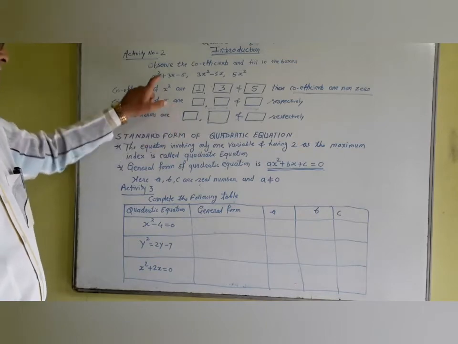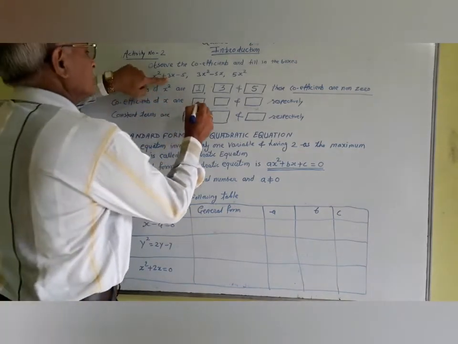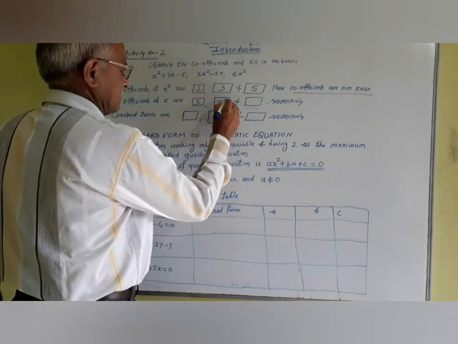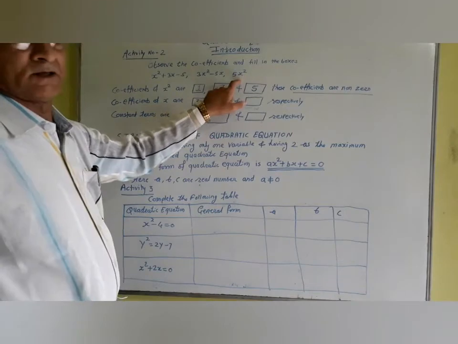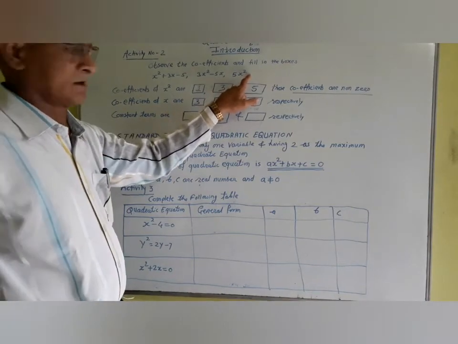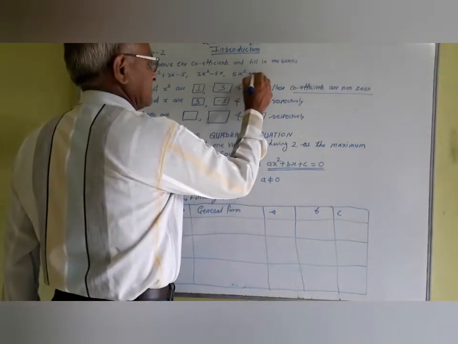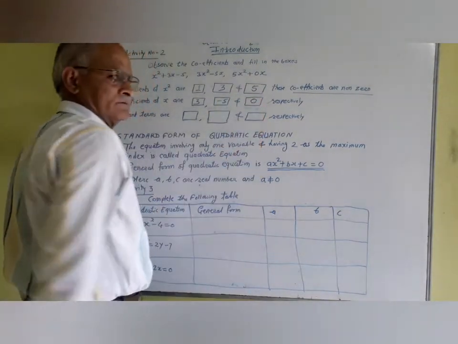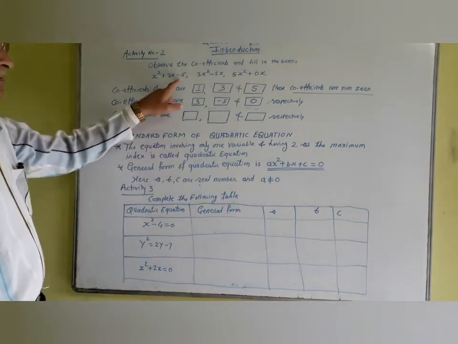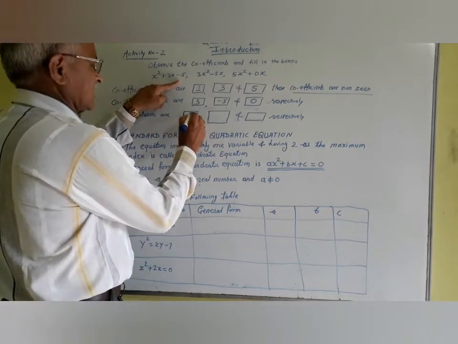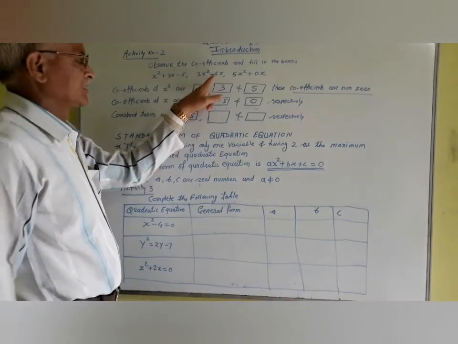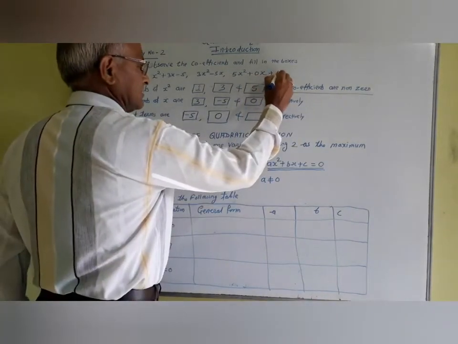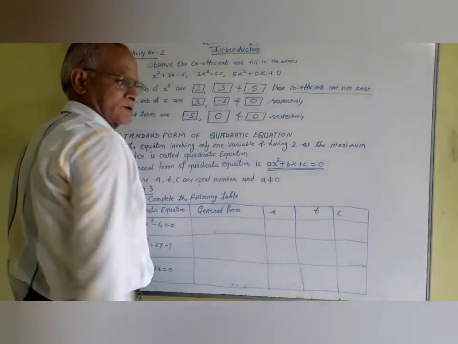Coefficient of x: in the first quadratic polynomial it is 3. In the second polynomial, it is -5. In the third polynomial, the term of x is not given, but we can write it as +0x, and therefore its coefficient is 0. Constant terms: in the first quadratic polynomial it is -5. In the second it is not given, therefore taken as 0. In the third it is also not given, therefore taken as 0 respectively.